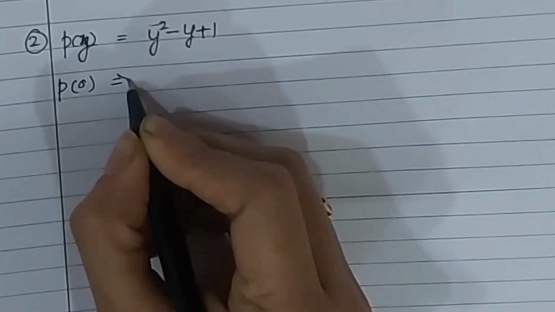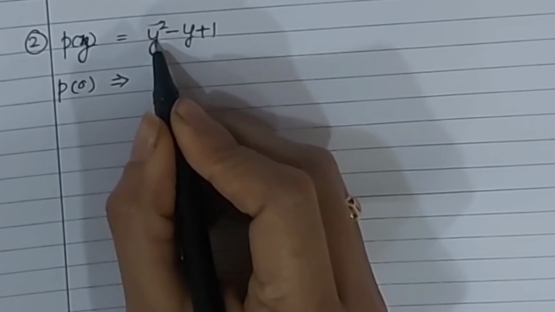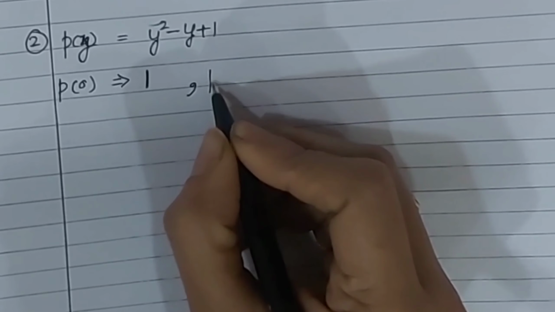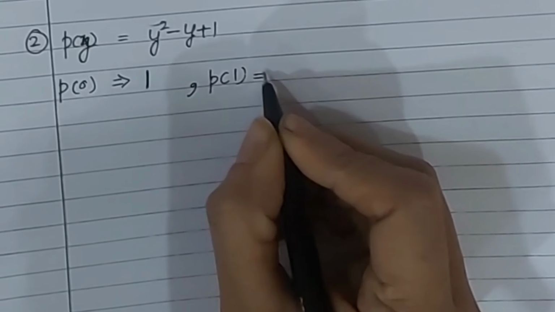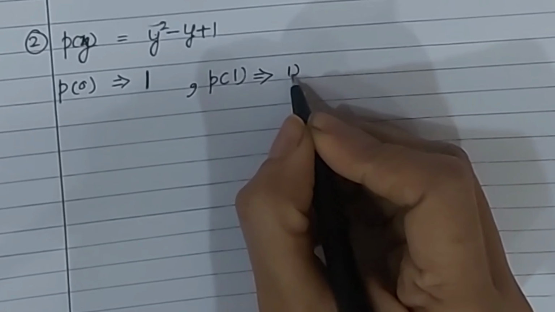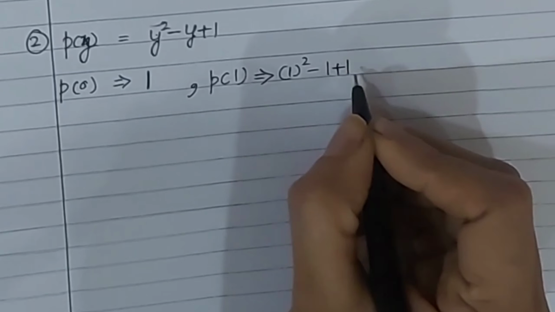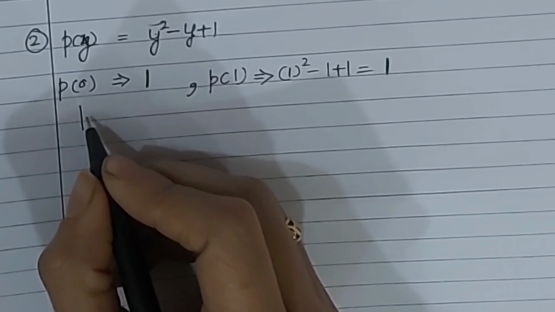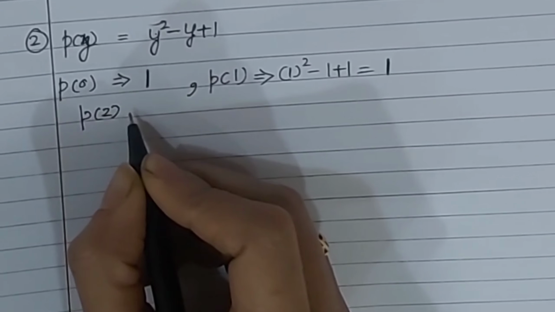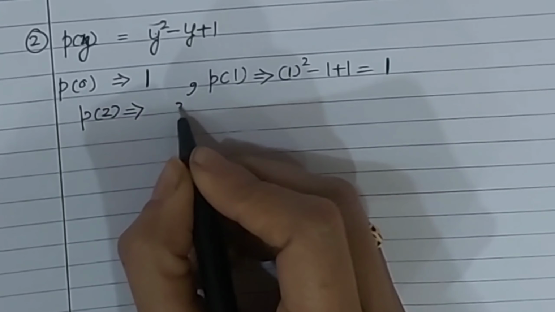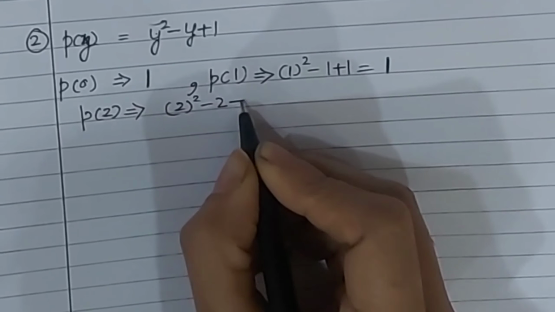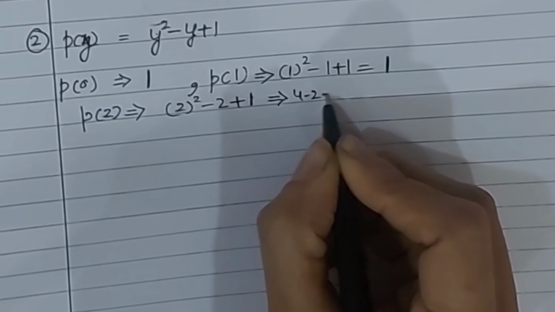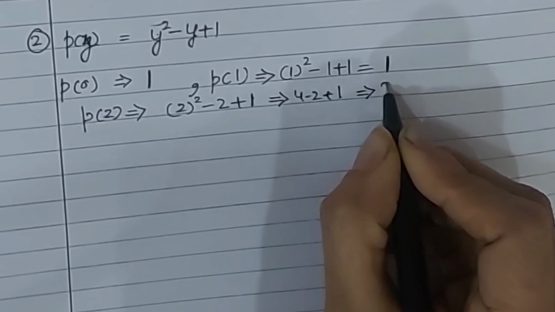When we put the value of y as 0, here 0, 0, we have 1 only, right? Now when we put y equal to 1, what we'll get? 1 square minus 1 plus 1, we get 1. When we put y is equal to 2 in this polynomial we get 2 square minus 2 plus 1. So 4 minus 2 plus 1, which is 3.